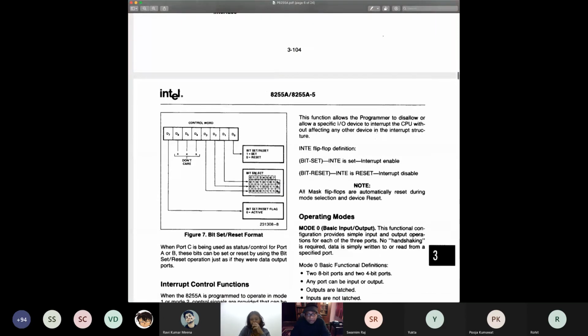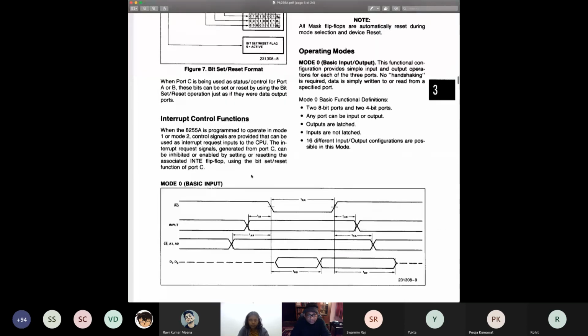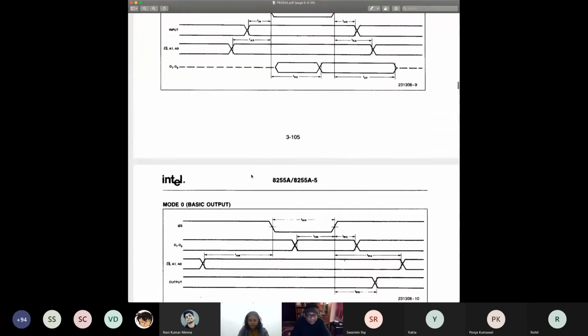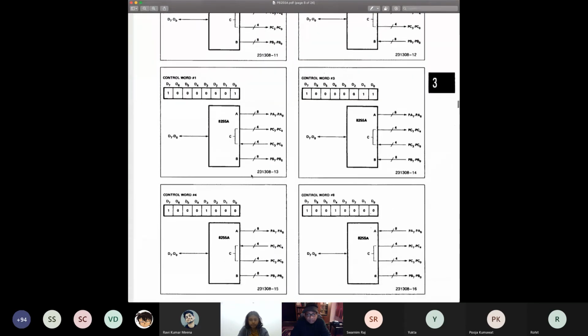Then you can also make this port bit set/reset. That means one pin at a time you can set or reset. So these are the different modes, and these are timing diagrams. Please go through and have a look, because how to use 8255 is included in your syllabus.